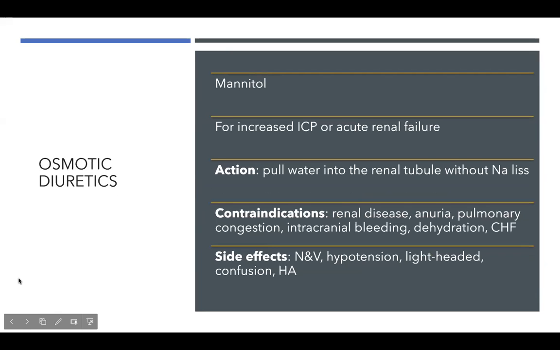And osmotic diuretics, this is your mannitol. It's for increased ICP or acute renal failure. It pulls water into the renal tubule without sodium. It is contraindicated with renal disease, anuria, pulmonary congestion, intracranial bleeding, dehydration, and CHF. Side effects, nausea, vomiting, hypotension, lightheadedness, confusion, headaches, heart arrhythmias. Is that what the HA is for? Headache. Oh, headache. Okay. Yeah, it's headache.